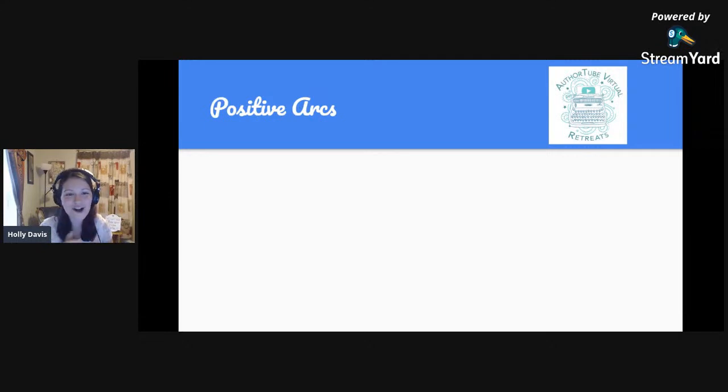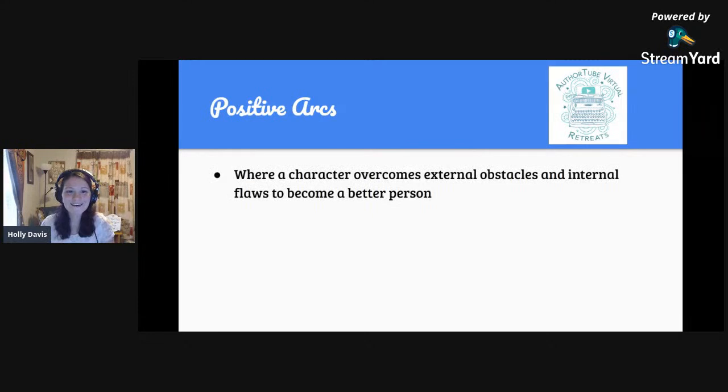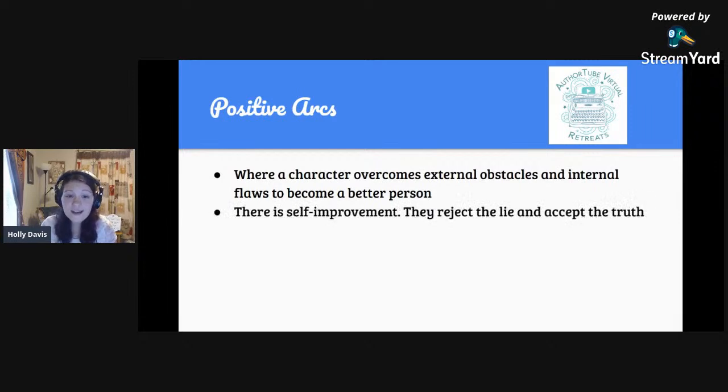Okay, so the first one we're going to talk about are the positive arcs. A positive arc is where a character overcomes external obstacles and internal flaws to become a better person. There is self-improvement. They reject the lie and accept the truth. What they thought would bring them to their goal was the lie, and they find out what's really going to help them achieve what they want, and that's the truth. They essentially find out what will solve their flaw.